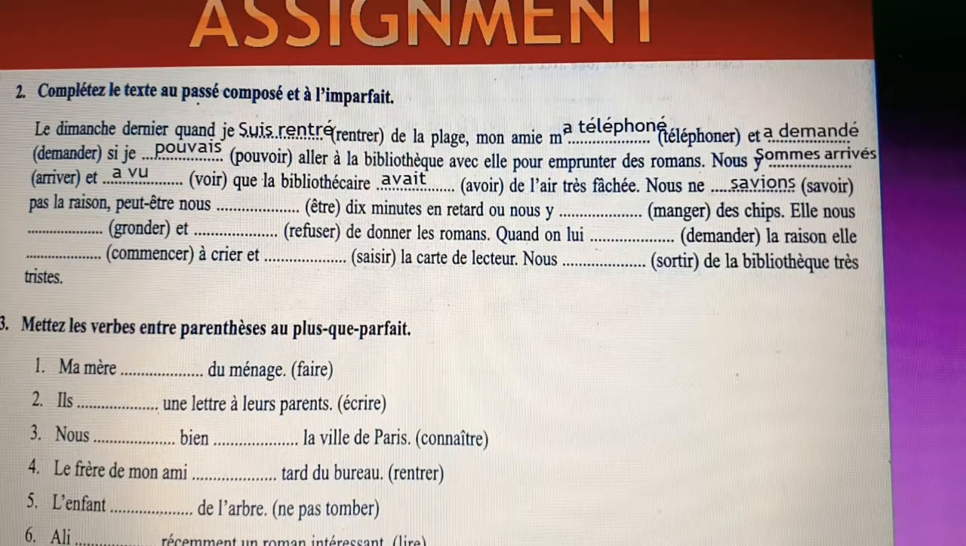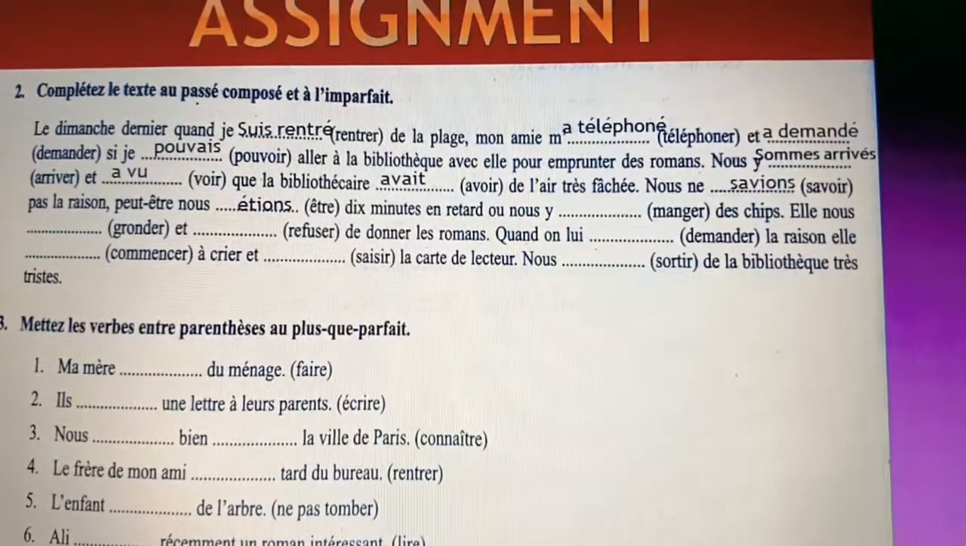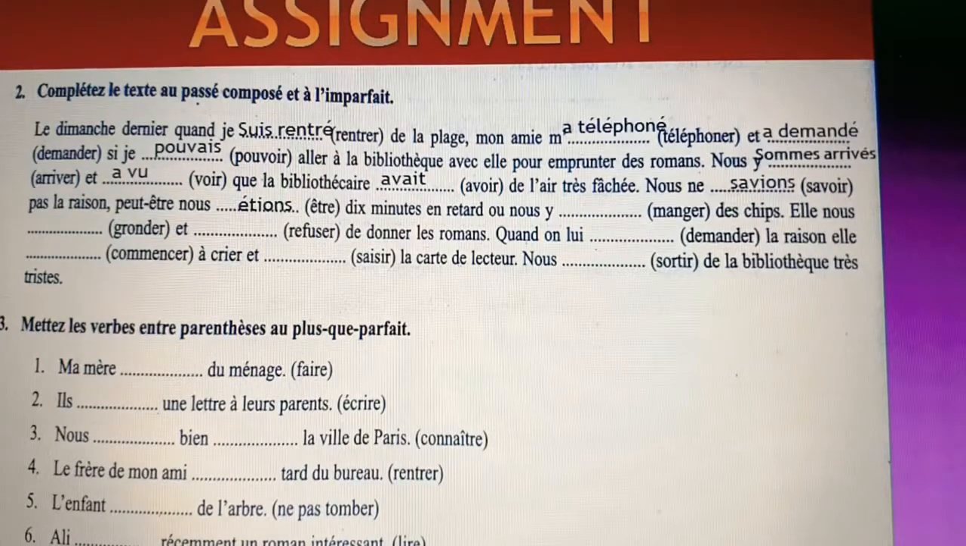Peut-être nous dash être démunis. Okay, être is state of being, étions en retard. Maybe, peut-être means maybe we were 10 minutes late, or nous dash to eat the chips, or we were eating the chips. Again, description. So that's right, imparfait.